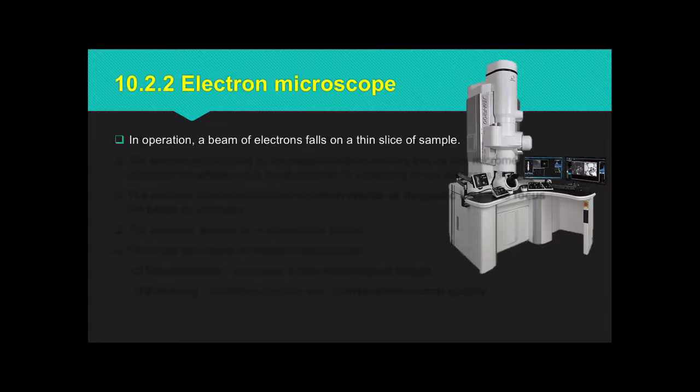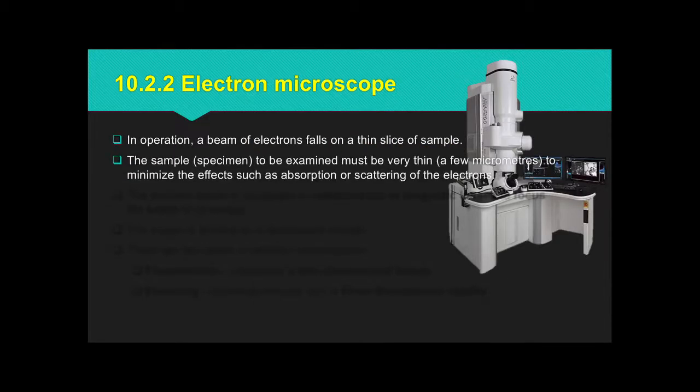Okay, now we are going to look at the operation of the electron microscope. So in operation, a beam of electrons will fall on a thin slice of sample. The sample or specimen must be very thin, only a few micrometers, in order to minimize the effects such as absorption or scattering of electrons.